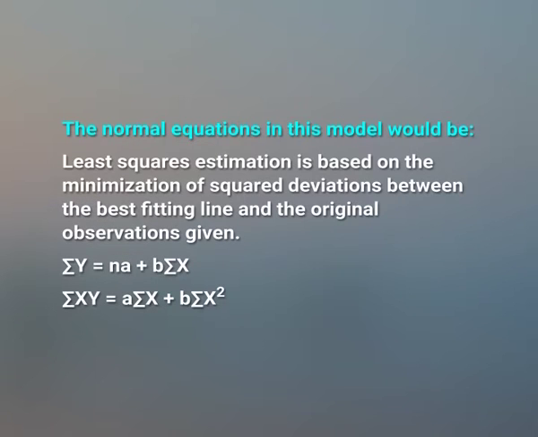The normal equations in this model would be: least squares estimation is based on the minimization of squared deviation between the best fitting line and the original observations given. Sigma y is equal to na plus b sigma x. Sigma xy is equal to a sigma x plus b sigma x square. Now, in order to solve these trend equations, we need to solve equation number 1 and equation number 2 by the principle of least squares.